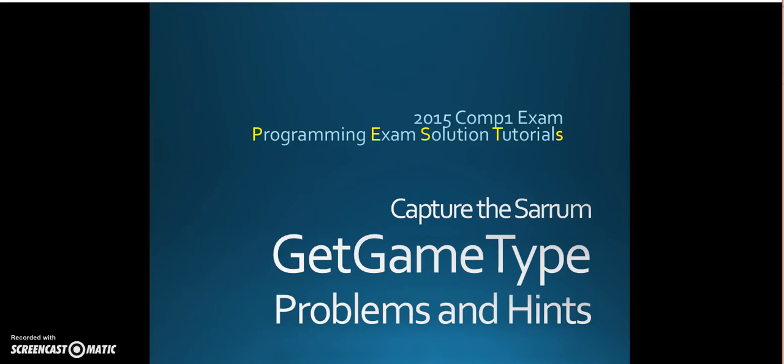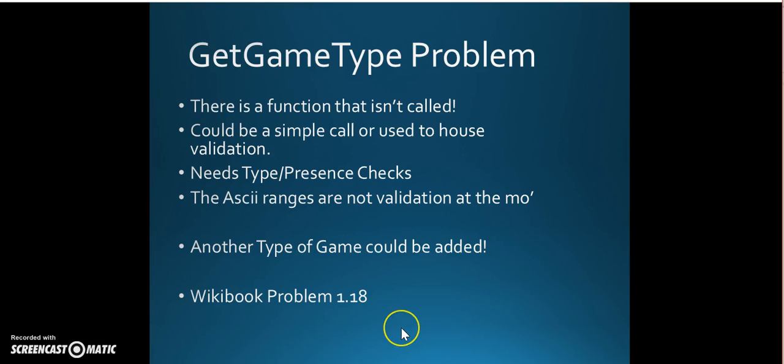Okay, welcome to another Programming Exam Solution tutorial for this year's Comp 1 exam. Obviously we're looking at the Capture the SARM code, which hopefully you're all getting to grips with, and this time we're going to look at the fact there is a slight strangeness in the code, that there is a function called GetGameType that isn't called.